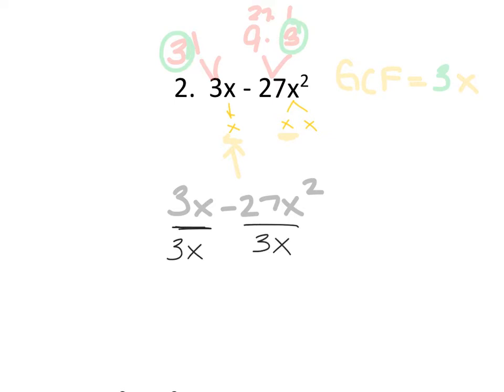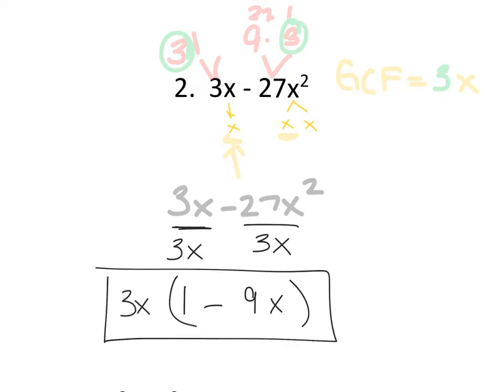Now when you divide 3x by 3x, anything divided by itself is 1. When I divide 27 by 3, I end up getting 9. And when I divide x squared by x, I end up getting x. And remember to pull that 3x on the outside. This is my answer. Now, if you're having trouble with the idea of why this turned into an x, it's because of this. There are technically two x's here.